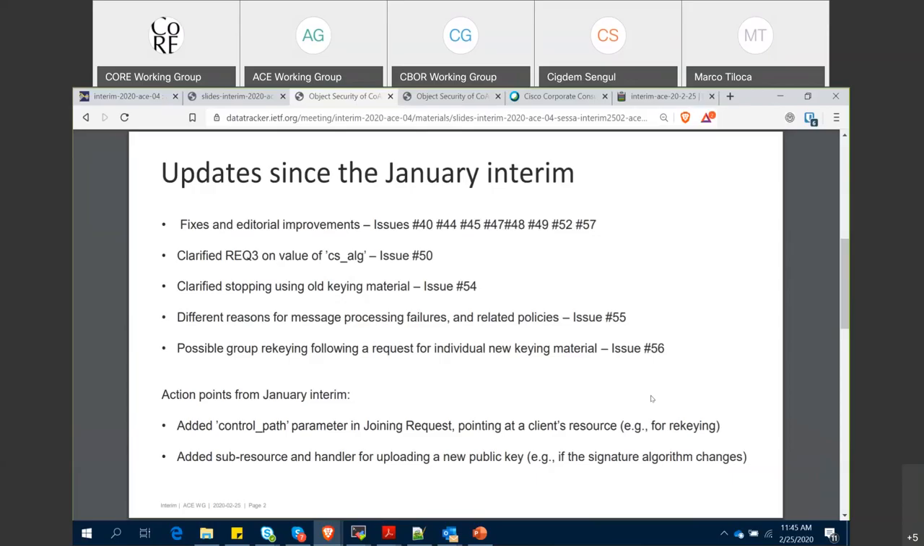We clarified also that the moment the KDC decides to rekey the group and to distribute new key material to the group, that's enough for incrementing the version number of the key material, regardless of any possible policy that the KDC wants to enforce for getting confirmation of distribution from the group members. And then the last two bullet points were a little bigger, but they should reflect well enough what we decided about them at the interim.